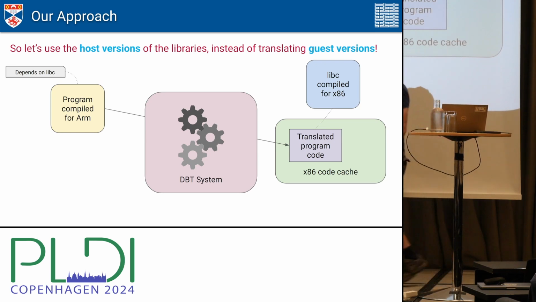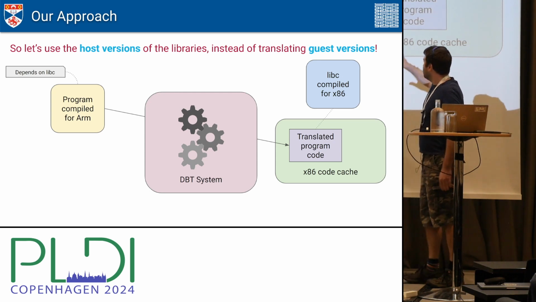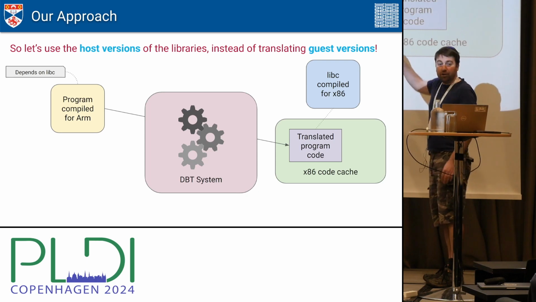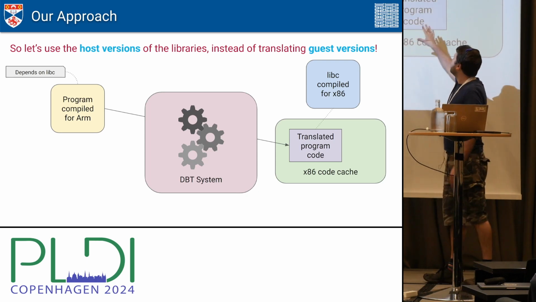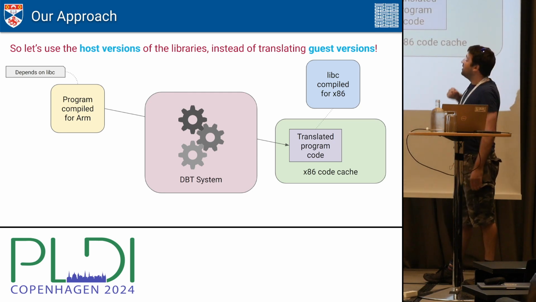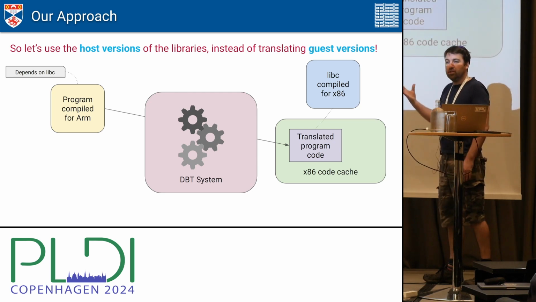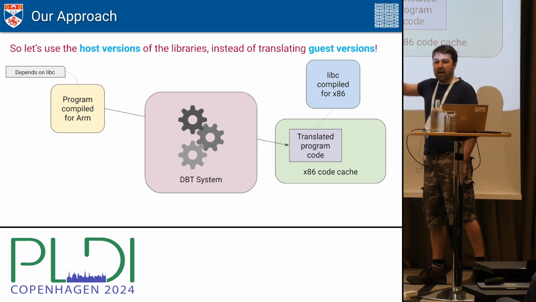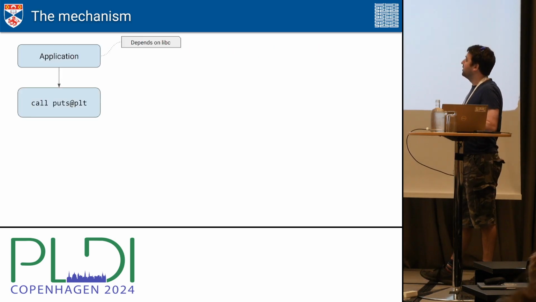Right, so this is what it might look like. We've got some program compiled for ARM, which depends on libc. We've got our DBT system, and as usual, it translates the program code into x86. But whenever we see a call into libc, the shared library, instead, we just send that call out to the native version that already exists on the host machine, the x86 version of libc there, instead of translating it like we did before. Okay, that's the idea.